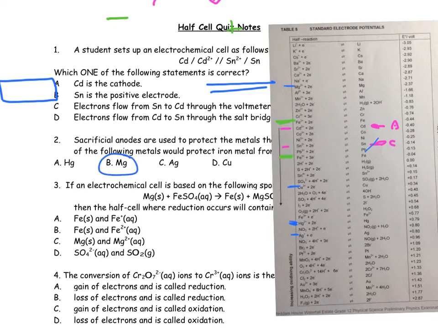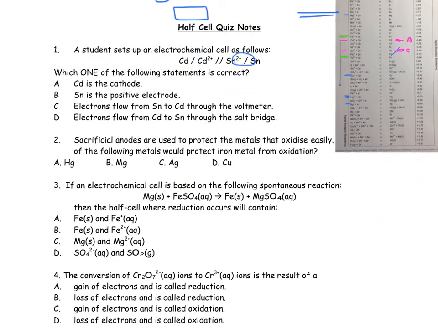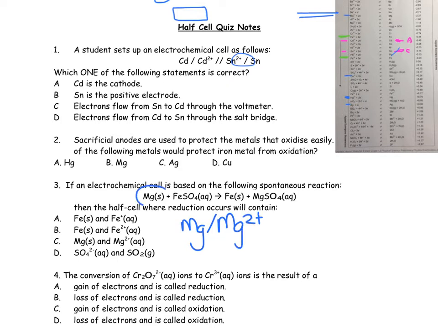If an electrochemical cell is based on the following spontaneous reaction, then the half cell where reduction occurs will contain what? So the first thing is quite obviously over here. We are going from magnesium to magnesium 2 plus. That's magnesium solid, that's the ion. And then we are going from Fe2 plus to Fe. And I could put the little S's in and all of that, but I don't have to when I'm just trying to work a multiple choice out.